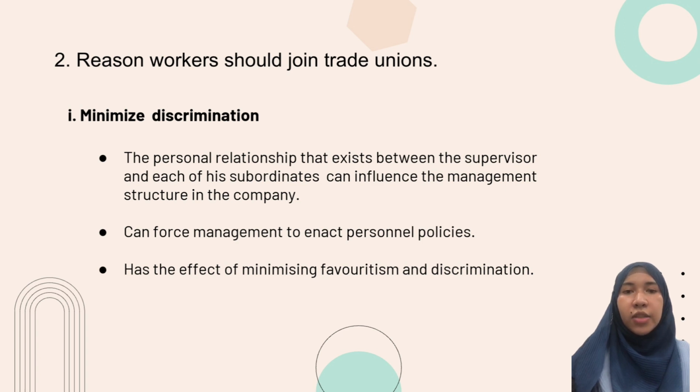Unions can force management to enact personnel policies that demand equal treatment for all employees in the company. All management level decisions are under the close supervision of the trade union. This has the effect of minimizing favoritism and discrimination in the organization of a company.